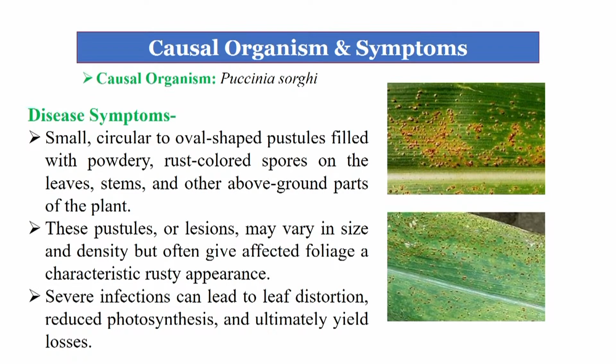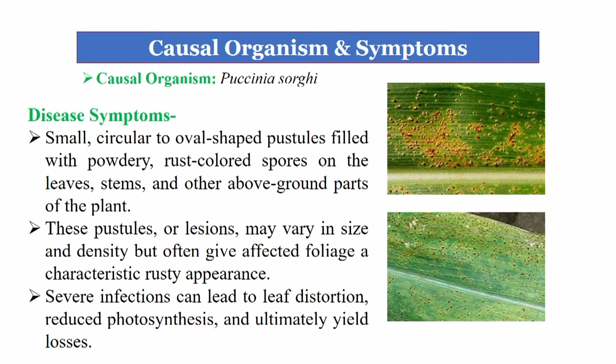The causal organism and symptoms: dear learners, the causal organism of this disease is Puccinia sorghi, which is responsible for causing rust disease in the maize crop. And the symptoms are very common. You can see over here on my screen, the disease symptoms are clearly visible. Initially, small circular to oval shaped pustules filled with powdery, rust-colored masses appear on the leaves, stem as well as the aerial parts of the plants.